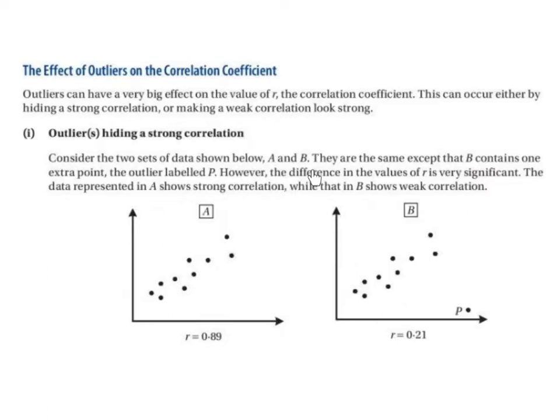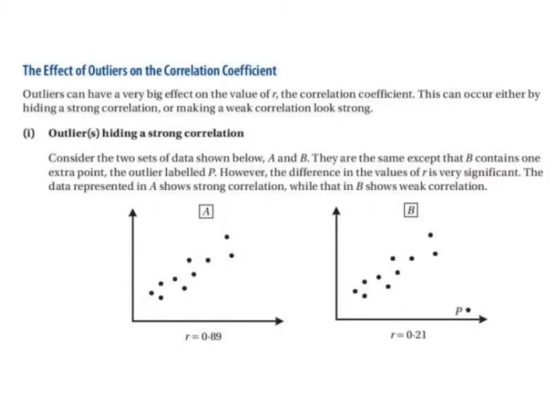However, the difference in the values of R is very significant. So R is equal to 0.89 for set A, quite close to 1, and R is equal to 0.21 for set B, much closer to 0. The data represented in A shows strong correlation, 0.89, again, quite close to 1. So the closer you are to 1, the stronger the correlation, while that in B shows weak correlation.